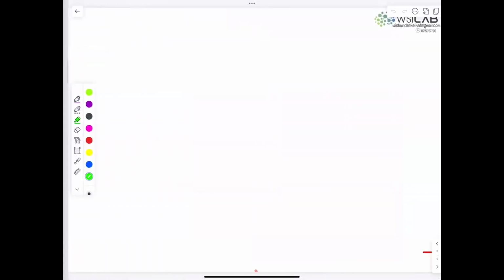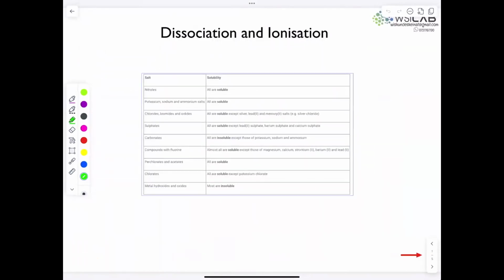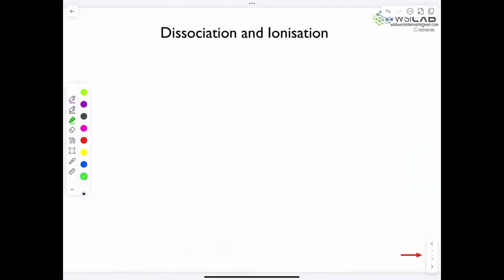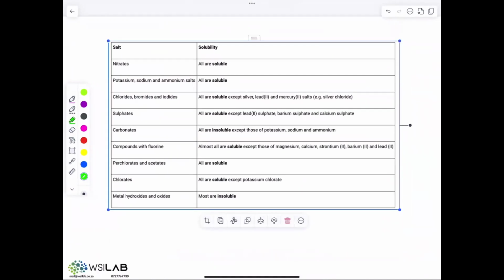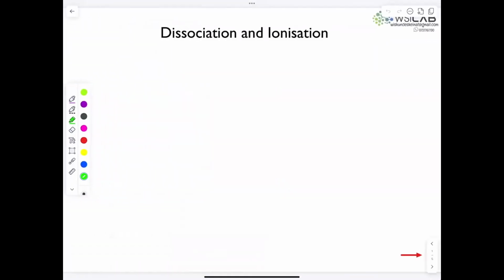Okay, so this is the table that I was referring to. We're not going to use it today, so I'm just cutting it out here and pasting it there. Are you with me, Gabby? Yes, I am.